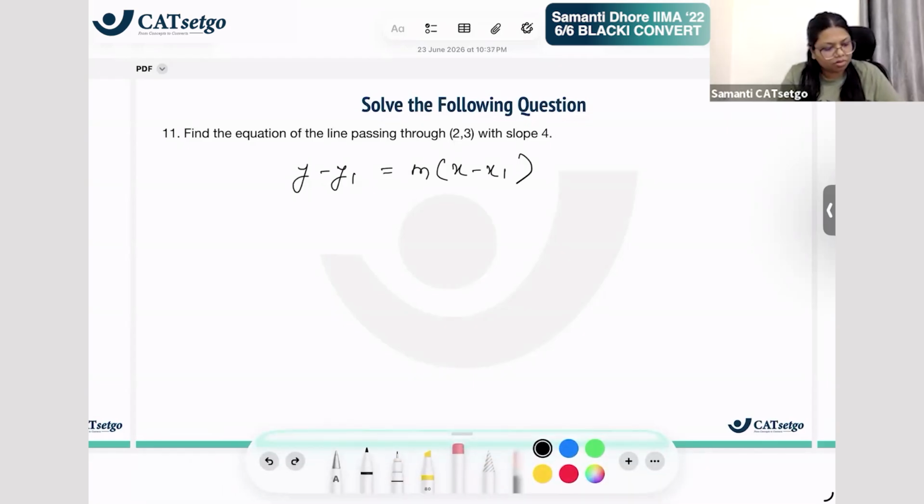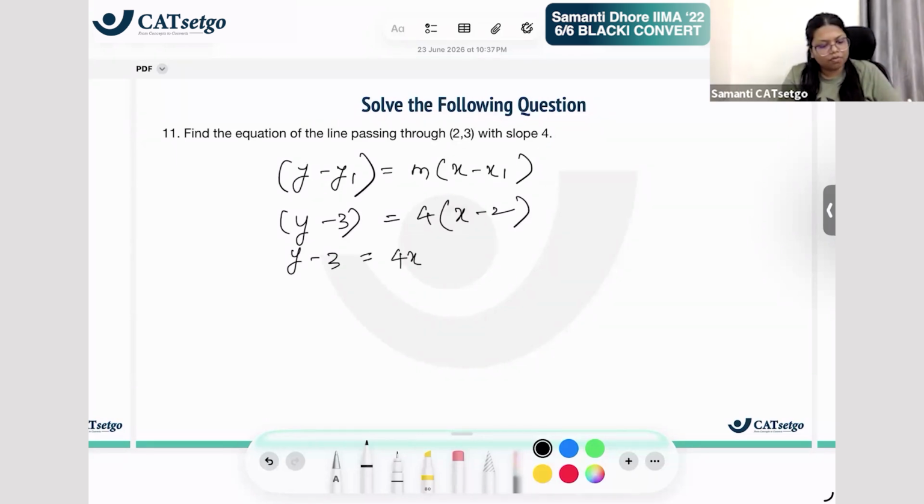So if we have to use it now, this becomes y minus 3 is equal to m into x minus 2, m is 4 na, 4 into x minus 2. Now simplify this. y minus 3 is equal to 4x minus 8. So y is equal to 4x minus 5.